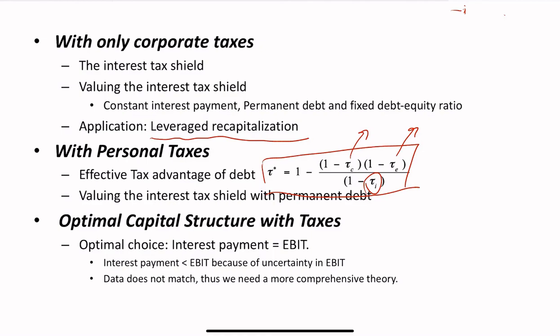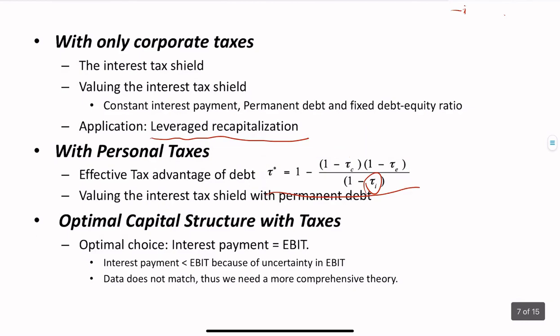The basic idea here, or the basic result here, is that at the personal level, at the individual investors' level, interest income has a disadvantage in terms of taxes, right? Because generally, the tax rate on interest income is higher compared with the tax on equity income. So the effective tax advantage of debt will be smaller when we consider the effect of personal taxes.